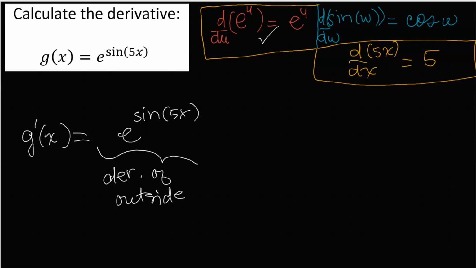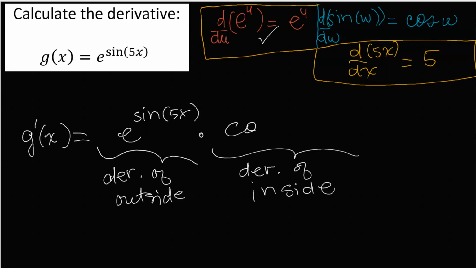Multiplied by the derivative of the inside function. And the inside function is a composite function as well. So we have to multiply by the derivative of sine, which is cosine of, keep the input the same, 5x. And then multiply by its inside function, which would be 5.